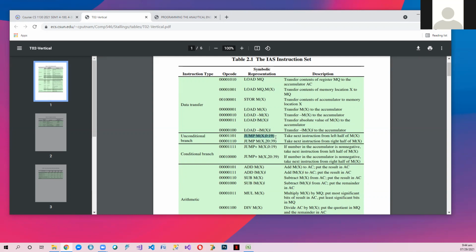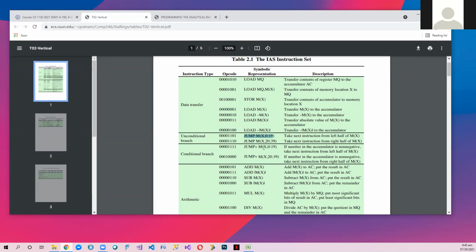Then there's a jump. Now there's a jump to the left and jump to the right, because it's not purely vertical, because as I have shown you before, the IAS is a 40-bit computer. However, instructions are 20 bits. So in one column or in one record, two instructions can be stored, one on the left and the other on the right. So when you jump, you don't just say jump to this address. We also say jump to the left or jump to the right. It's not vertical, it's also horizontal. Okay, because you can jump from left to right.